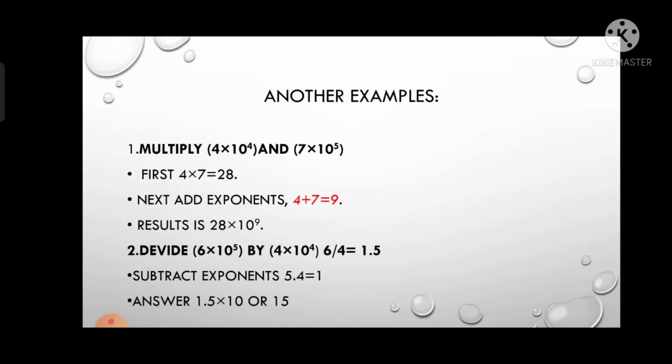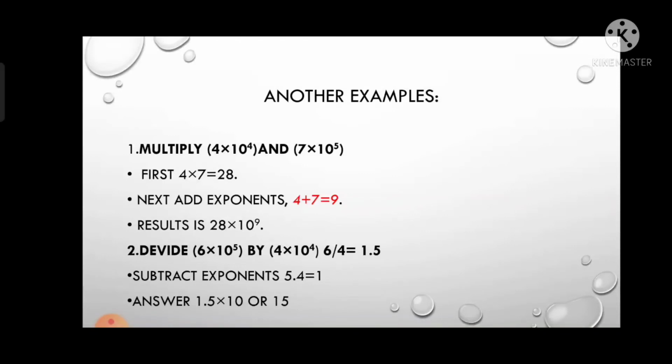So, another example. There are a lot of examples given for scientific notation. First, multiply 4 times 10 to the power of 4 and 7 times 10 to the power of 5. So, the first step in multiplying this is 4 times 7 is equal to 28. So, saan galing yung 4 and 7? Galing yung 4 and 7 na minultiply natin in the coefficient.